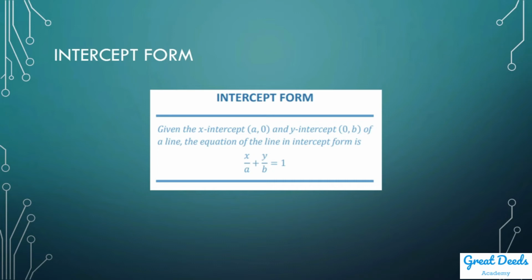And that is the same with the y-intercept. The y-intercept is the value of y when x is 0. So just replace this by 0. And so this becomes y over b is equal to 1, in which case the y-intercept is b.